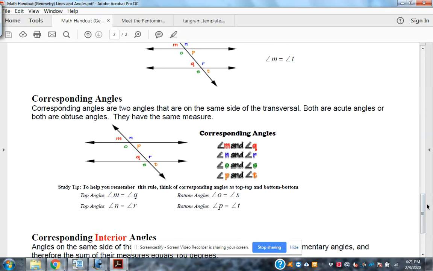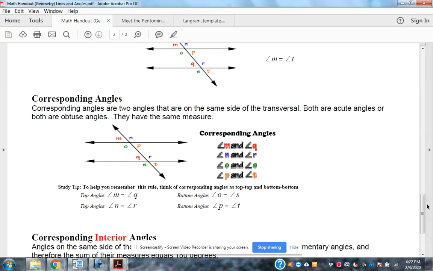Angles M and P are... M and Q are corresponding angles. They're on the same side, and look at them, they're congruent to one another, they're equal to each other. M and Q make a corresponding angle pair. O and S make a corresponding angle pair. N and R make a corresponding angle pair, and then P and T make a corresponding angle pair. Those are traditional corresponding angles. So those pairs are on the same side with an angle between them. That's the way that I've always described them as the learning corresponding angles.